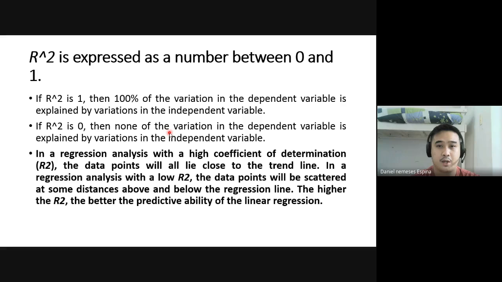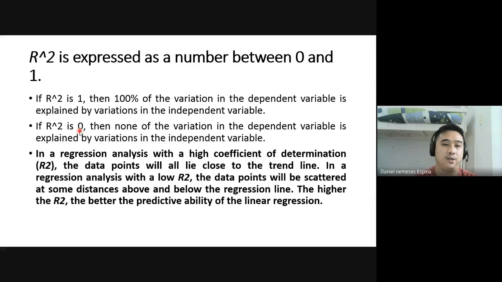So the coefficient of determination is expressed as a number between 0 and 1. So naragyan na siya in between 0 and 1. So if your coefficient of determination is 1, then 100% of the variation in the dependent variable is caused by the independent variable. So ang impact the independent variable, the resulting y is caused 100% by the independent variable. So wala na ilaing variables nga naka-apekto sa dependent variable.